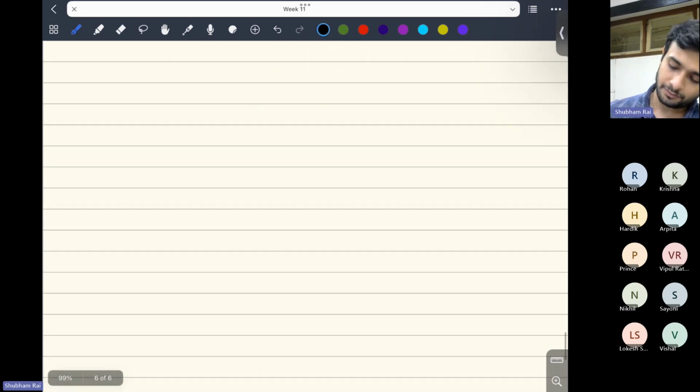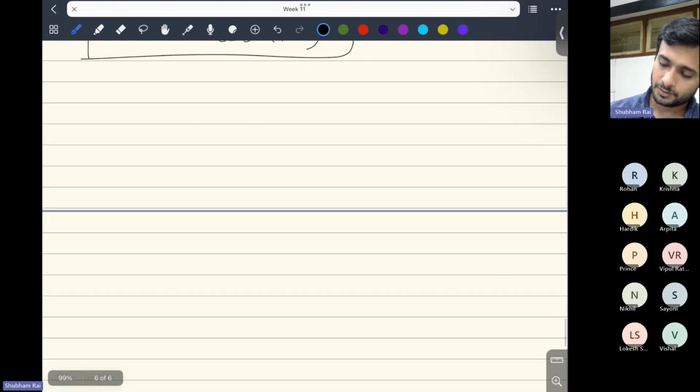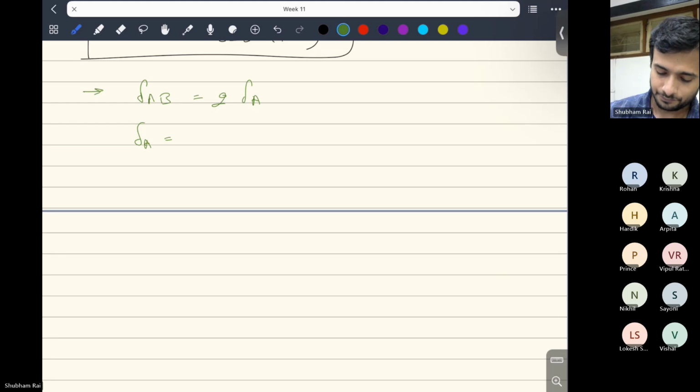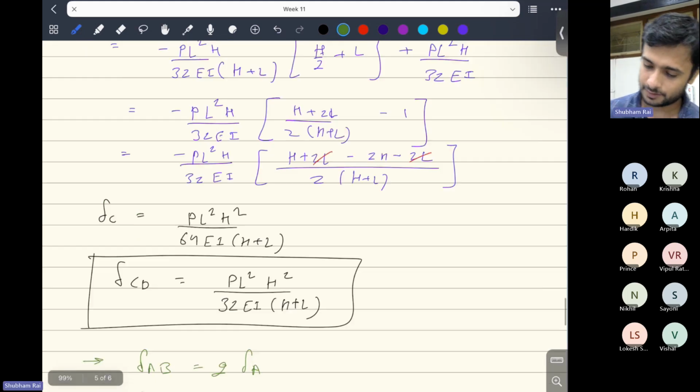Finally, you have to find delta AB as well. So how will you find delta AB? So delta AB, similarly, we can say that the delta AB will be twice of delta A, and delta A is nothing but, how will you find delta A?